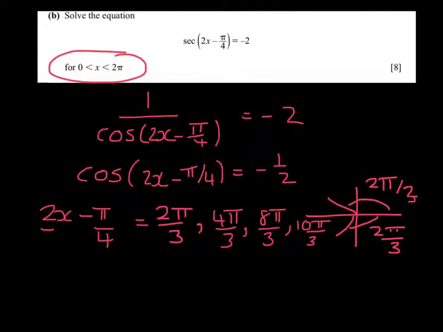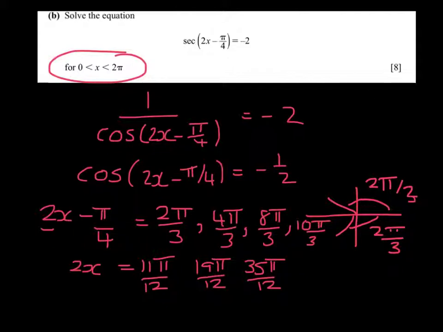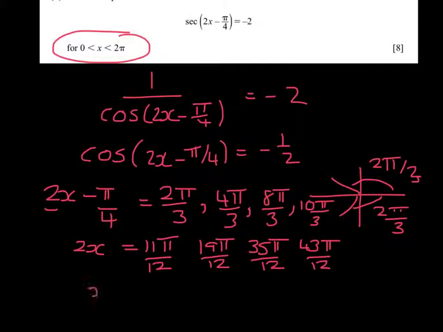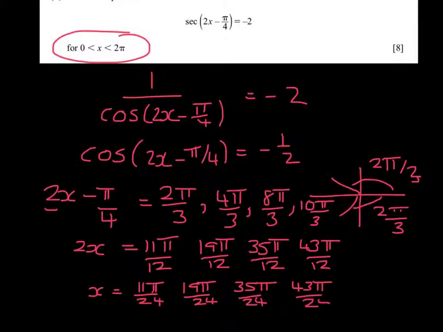Now I need to solve the equation, so I'm going to add pi over 4. So 2x could be 11 pi over 12, 19 pi over 12, 35 pi over 12, and 43 pi over 12. To complete my answer, I'm now going to divide everything by 2, which will give me 11 pi over 24, 19 pi over 24, 35 pi over 24, and 43 pi over 24.